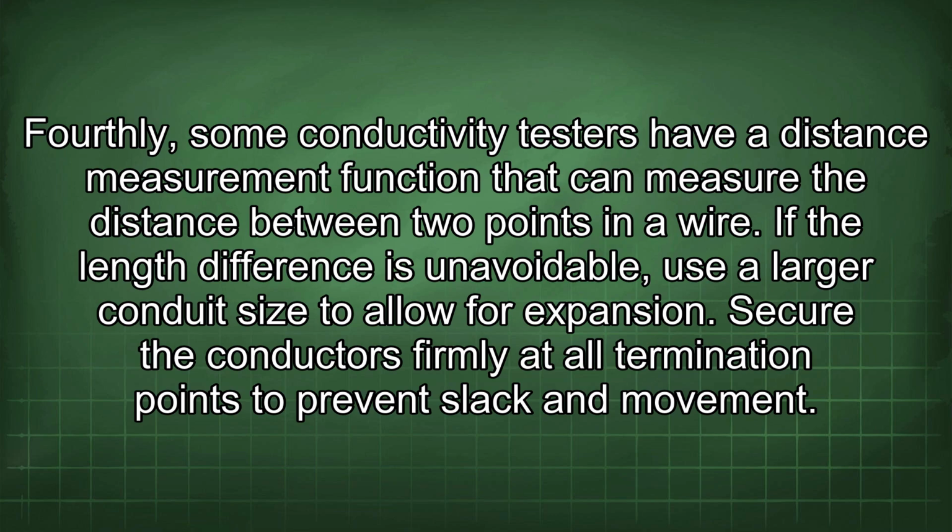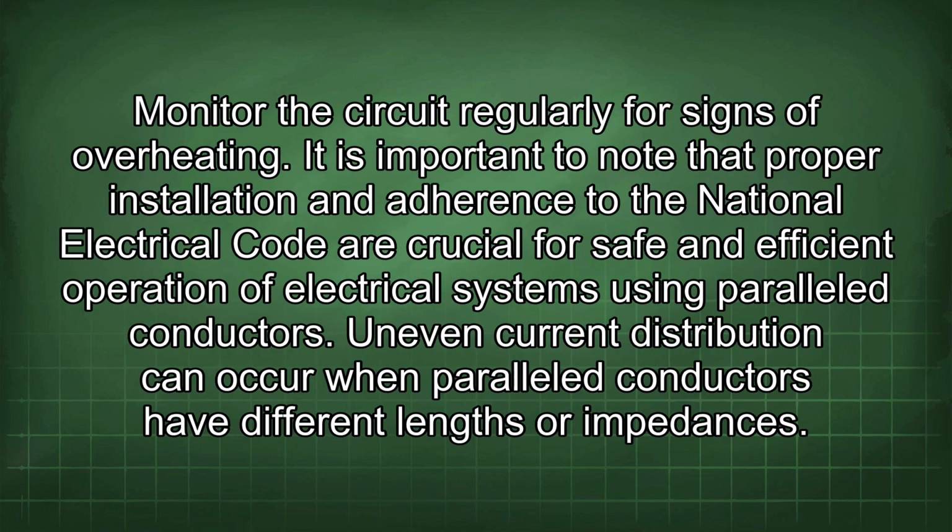If the length difference is unavoidable, use a larger conduit size to allow for expansion. Secure the conductors firmly at all termination points to prevent slack and movement. Monitor the circuit regularly for signs of overheating. It is important to note that proper installation and adherence to the National Electrical Code are crucial for safe and efficient operation of electrical systems using paralleled conductors.